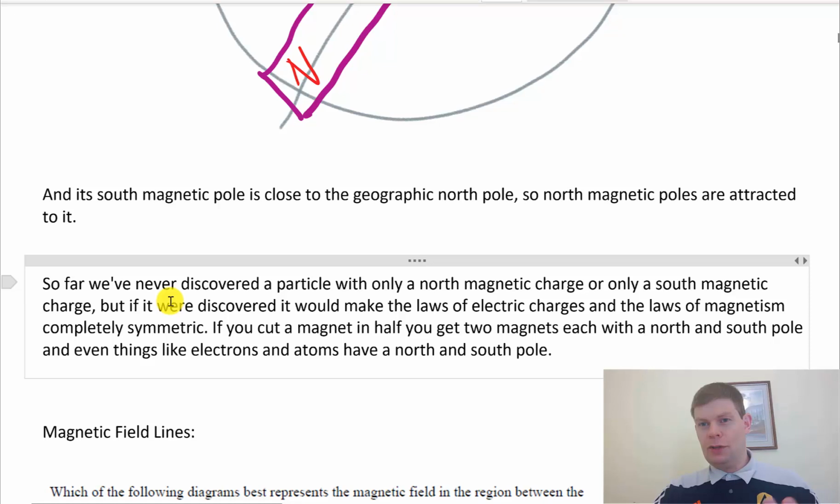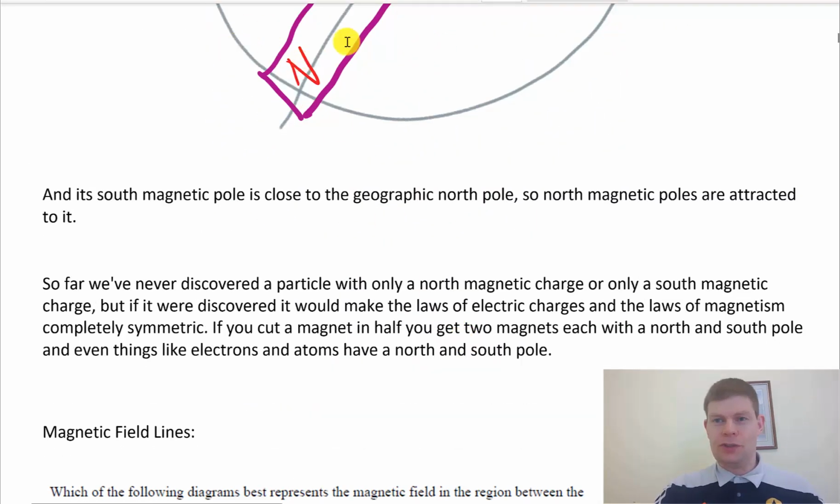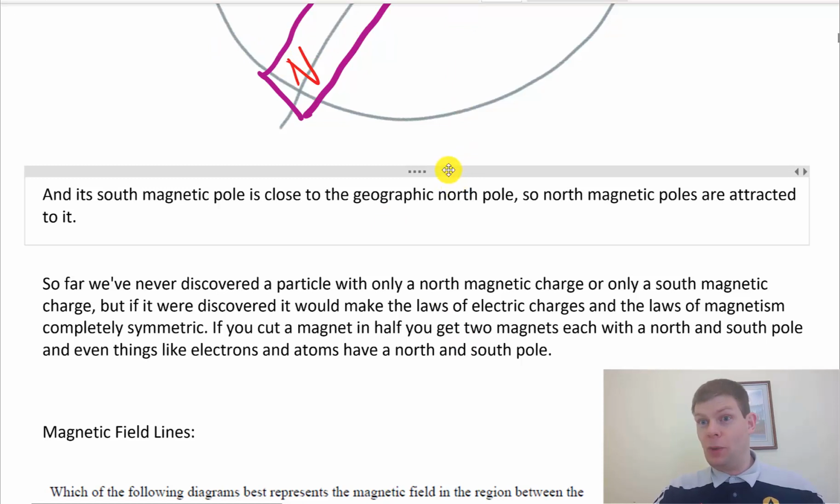Just like we can find with electrostatics, a positively charged particle or a negatively charged particle. If we could find that, they would be perfectly symmetrical. Your equations for magnetism would perfectly match the equations for electrical objects. But we've never discovered it. If you take a north-south magnet and you chop it in half, you just end up with two north-south magnets. You don't end up with a north side and a south side. And that's no matter what.